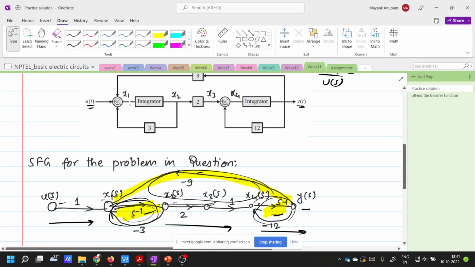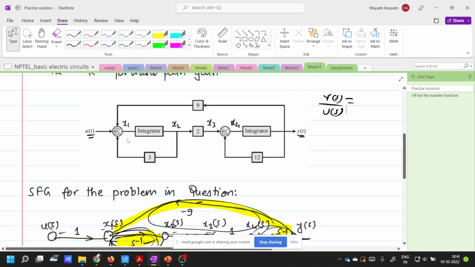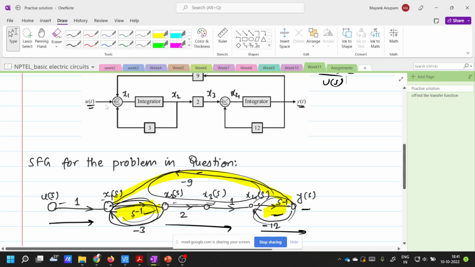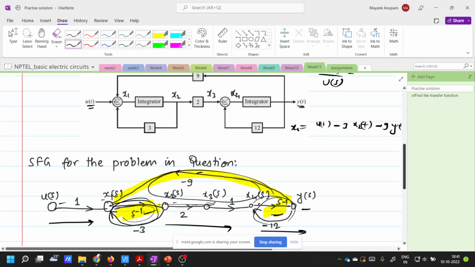Suppose you have to find out what is x1 here. So x1 is a result of addition of u of t, then this feedback y of t which is subtracted at this node, and this x2 which is multiplied by 3 and then subtracted at this node. So x1 comes as a result of all of those additions, right? What is x1? So x1 is equal to u of t minus 3 times x2 of t minus 9 times y of t.